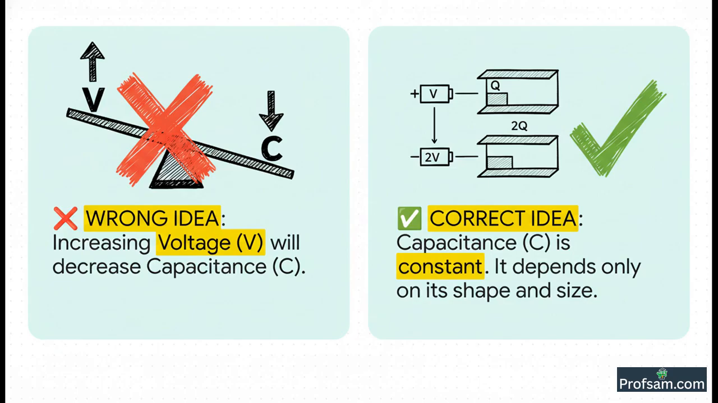A lot of students look at this and think, V is in the denominator, so if I increase the voltage, the capacitance must decrease. No, this is completely wrong. The correct idea is that capacitance, C, is a fixed property of a capacitor. It only depends on its physical construction, its shape, its size, things like that. If you increase the voltage, the capacitor simply stores more charge to keep up. The ratio of Q to V, which is C, stays constant.